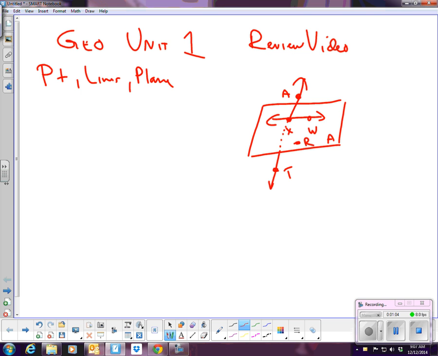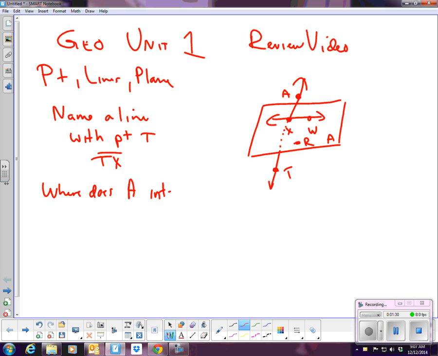You should be able to know those. So if I said name a line with point T, you should tell me, well, that's line TX, putting the line symbol above it like that. And if I say, where does A intersect line X or line AT, you should be able to tell me that it's going to intersect at point X. You should be able to do that.